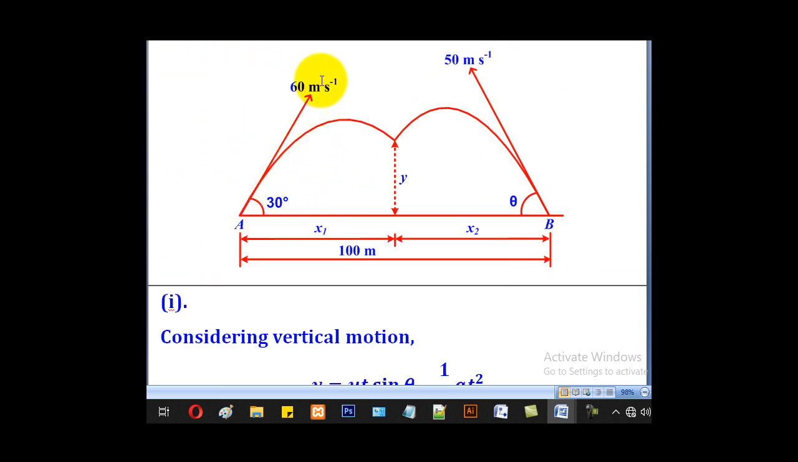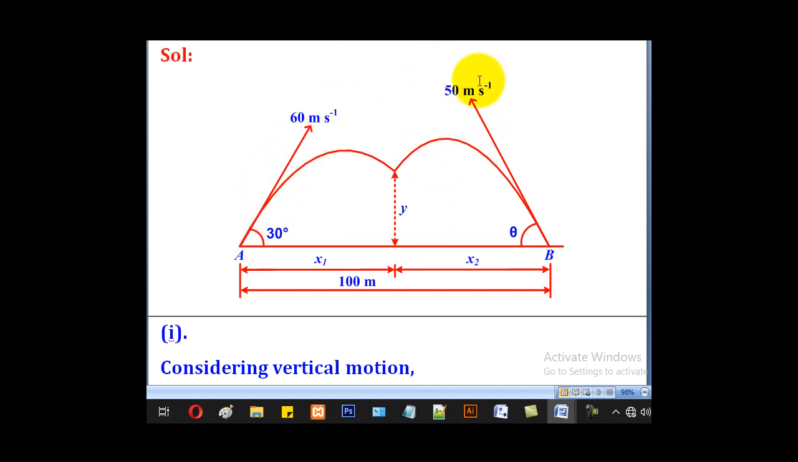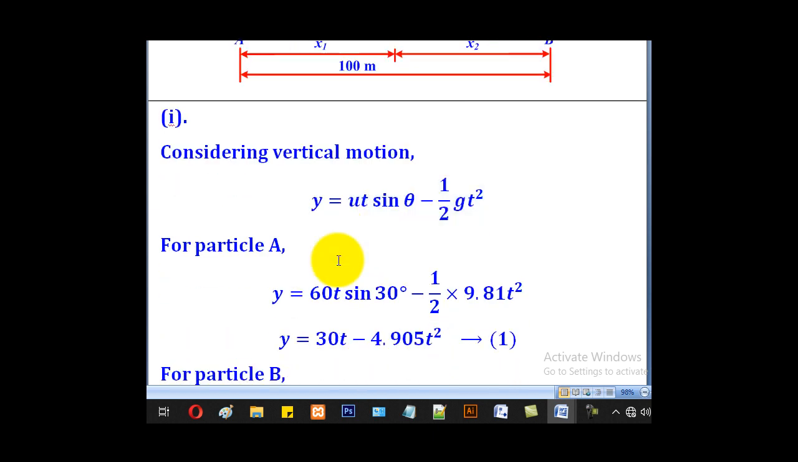The first particle at A is projected with a speed of 60 at an angle 30 degrees to the horizontal. The second particle is projected with a speed of 50 at an angle which is unknown, so let it be theta. Then let them collide at this point whereby the vertical height is y and the horizontal distance covered by A will be x1, horizontal distance covered by B will be x2. Since the distance apart is 100, it means that x1 plus x2 will be equal to 100.